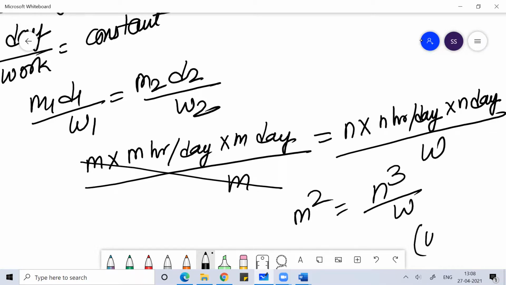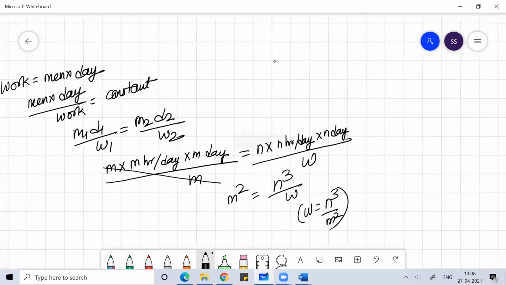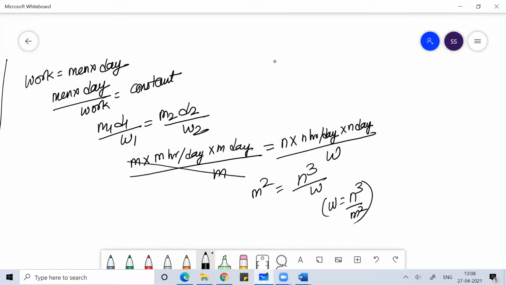So I want the value of w. W is n cube by m square. This will give you the value of work. Use the formula, so work is equal to men into days. Use that formula to get the answer.